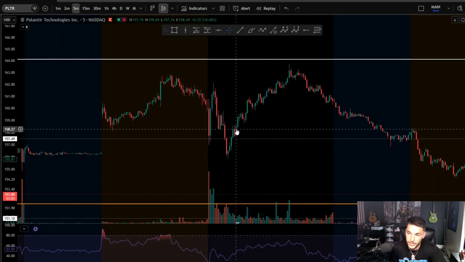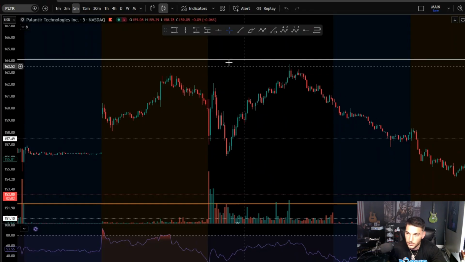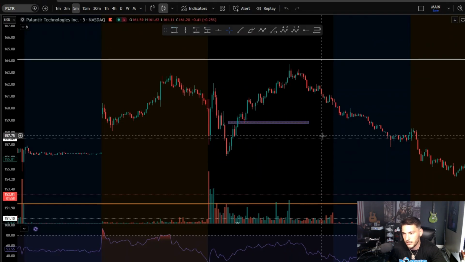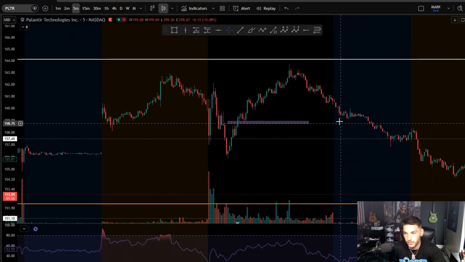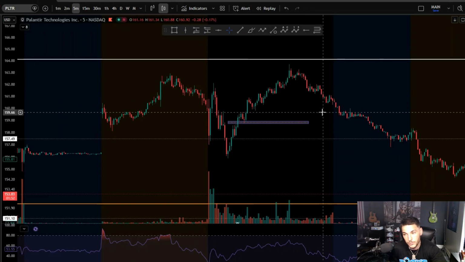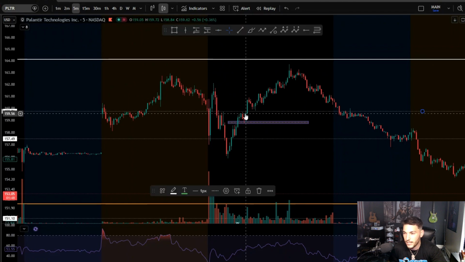And now we get confirmation, right? We start pushing up. So what do we have here? We got this little gap. All right, as long as we don't break below that, the trade's valid. And we get another push up. Now we have two gaps, but we also have that high right there, right? So as long as we don't break below 159.80, we're still good.